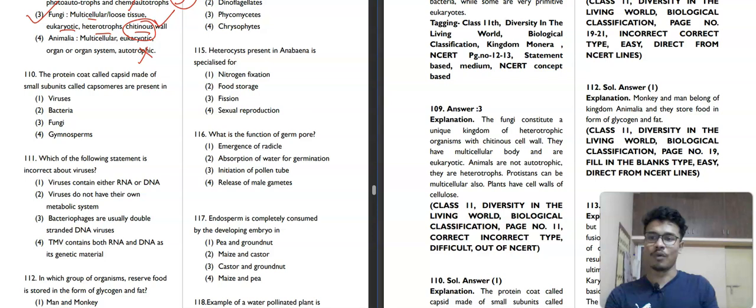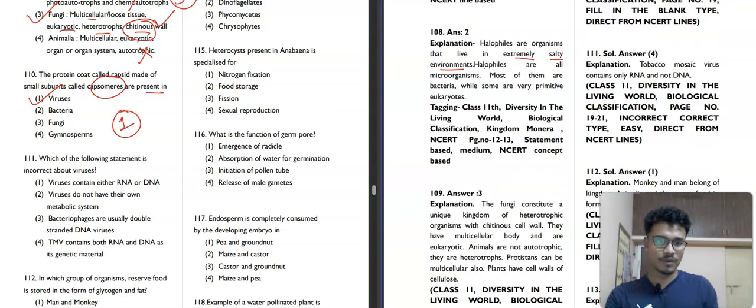Question number 110. A protein coat called capsid made up of small subunits called capsomeres is present in. You can also see the diagram in NCERT. What are these called? These are called viruses. So first option will be your correct answer for this question. Bacteria, fungi, and gymnosperm are not related with any kind of capsid or capsomere. So that's why first option will be your correct answer. Now we'll move towards the next question.